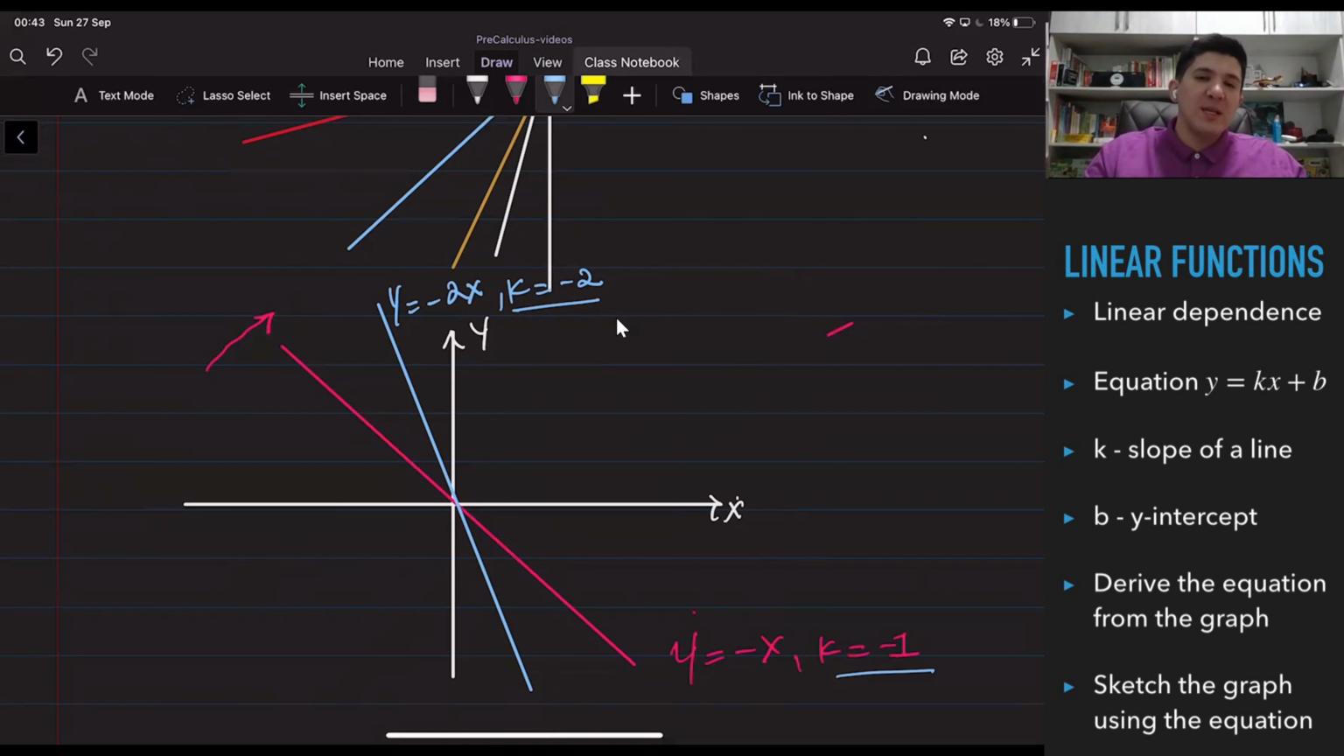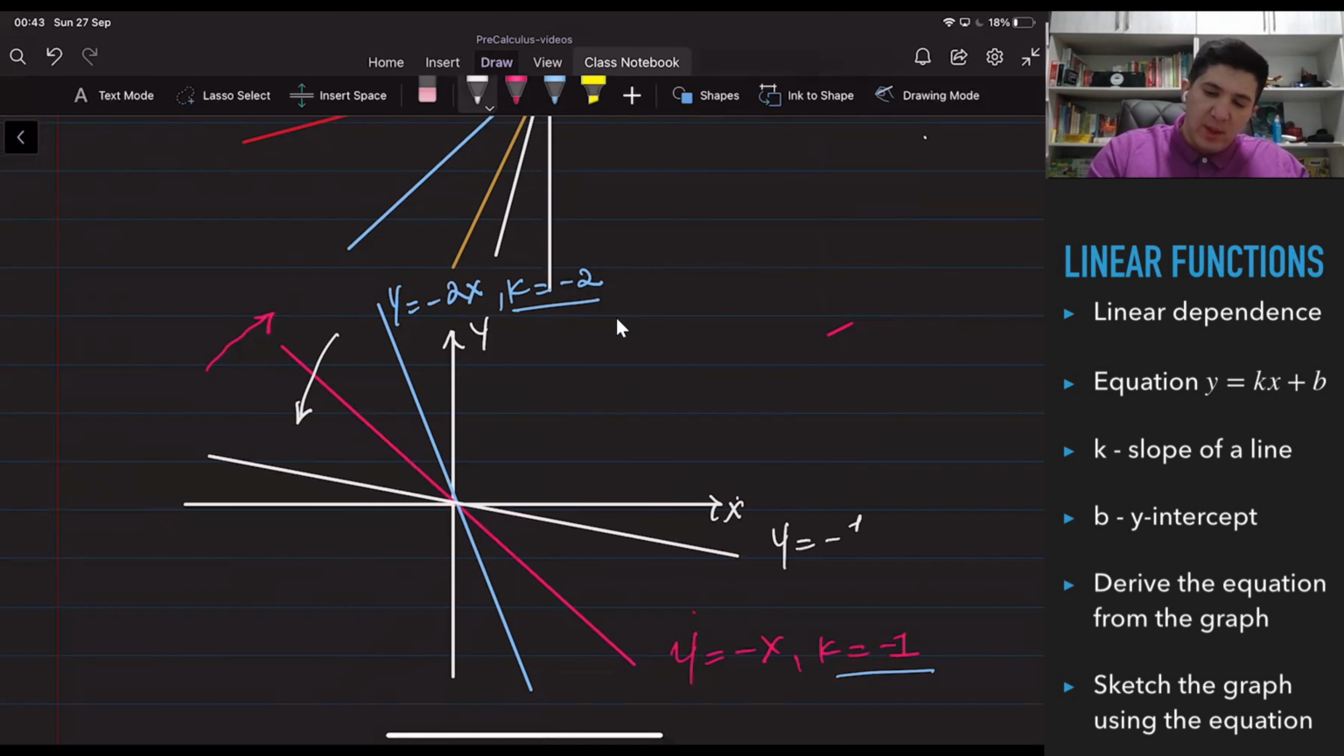And if you are decreasing the absolute value of k, you are going to move towards the x-axis. So for example, this line, which is going to be here, has the equation y equals minus 1/2 x.